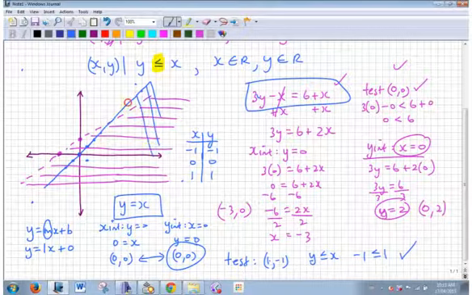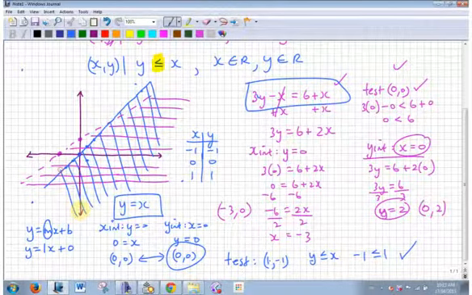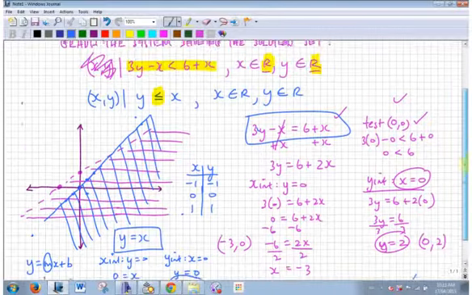So I want to shade that in a different direction so the teacher knows I know what the heck's going on here. Because if it's in the same direction, it's kind of hard to see what's going on. Okay? That is the solution set for the two lines.